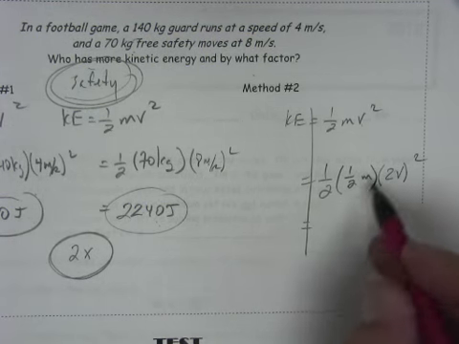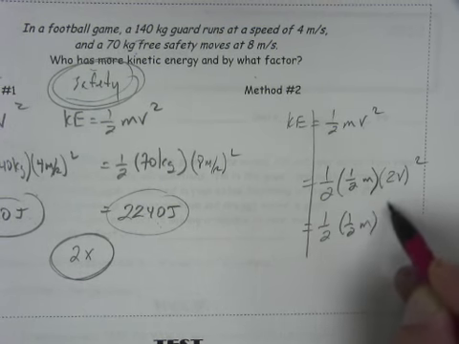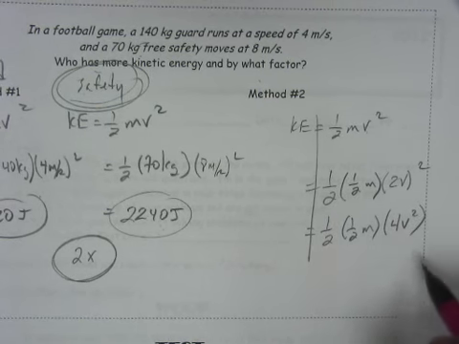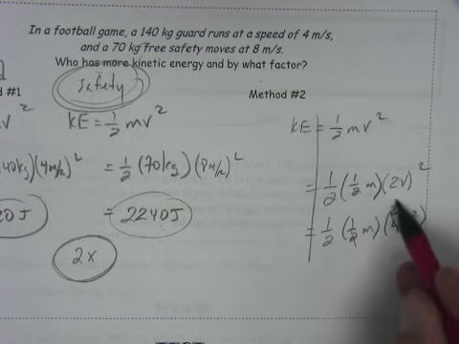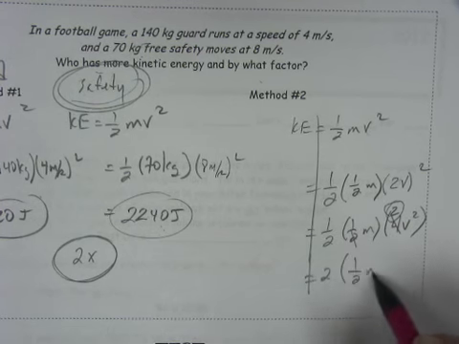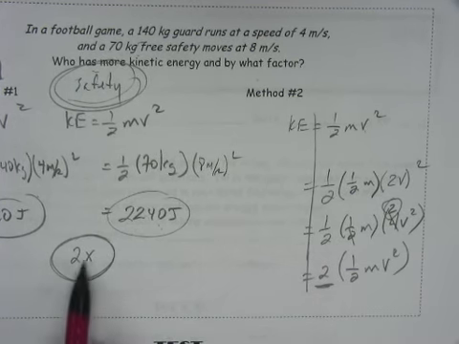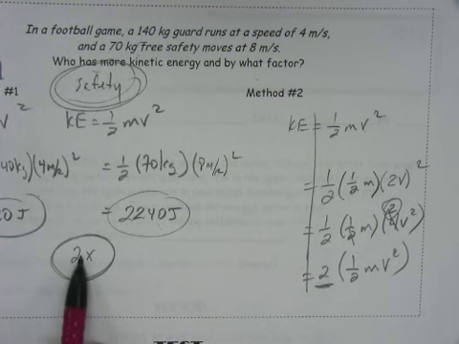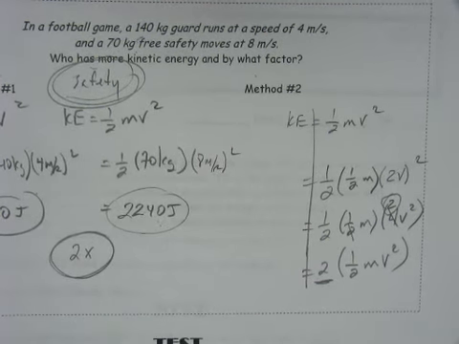So what I'm going to do is this. I get a half times mass. This is really 2 squared, so 4 times the speed squared. Well, that 4 cancels with that 1/2, so this becomes a 2. I'm going to take this guy, move him to the front. So 2 times 1/2 mv squared. Basically twice my original. Well, isn't that what I said right here? Isn't that showing that the safety has twice the kinetic energy as the guard? And there it is right there. And that's the end of unit number 5.